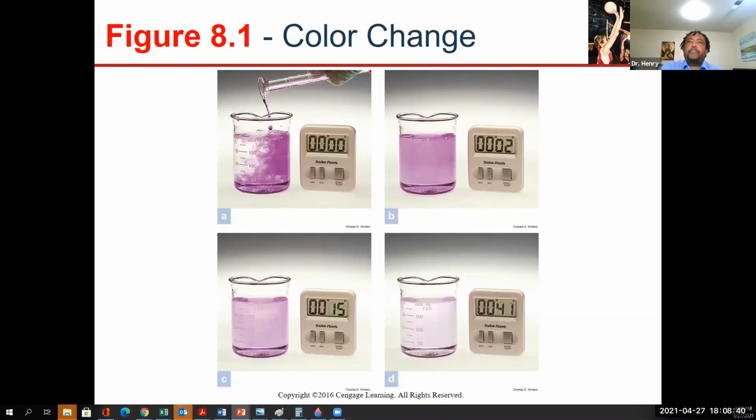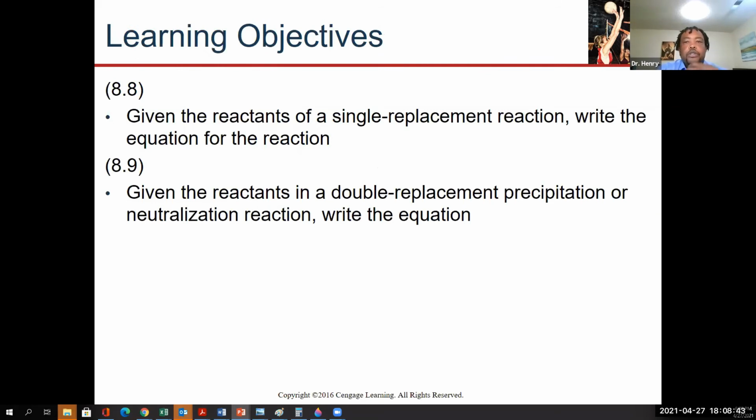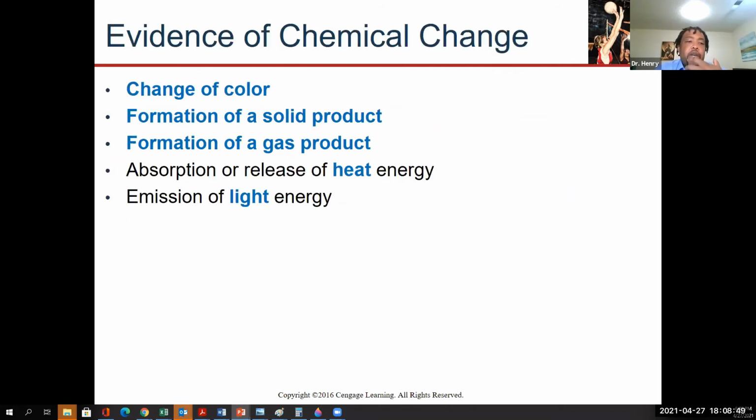So at this point, you guys are all familiar with chemical reactions. You know how to balance equations. You should be pretty confident in that. Okay. So evidence of a chemical reaction is going to be a color change, formation of a solid, formation of a gas. You're going to either have heat released, or heat absorbed, or light emitted.